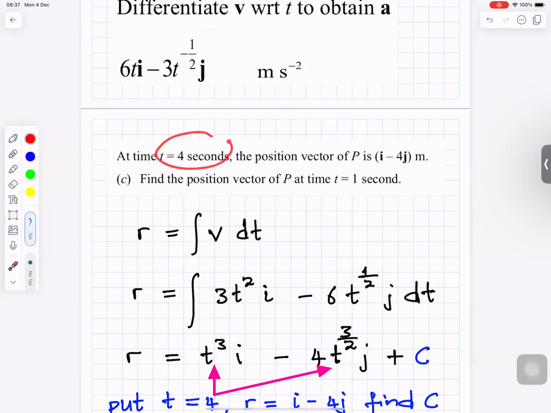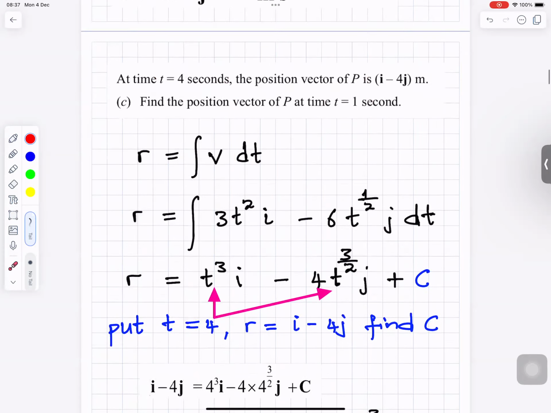Part C. At time t equals 4 seconds, the position vector of P is i minus 4j meters. Find the position vector of P at time t equals 1 second. Since we want position, we have to integrate the velocity. So the position, we call it r, is the integral of velocity with respect to time. So that's the expression for the velocity there. So we're going to integrate that expression.